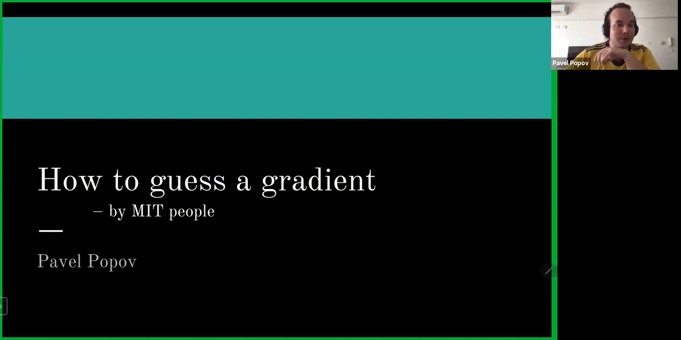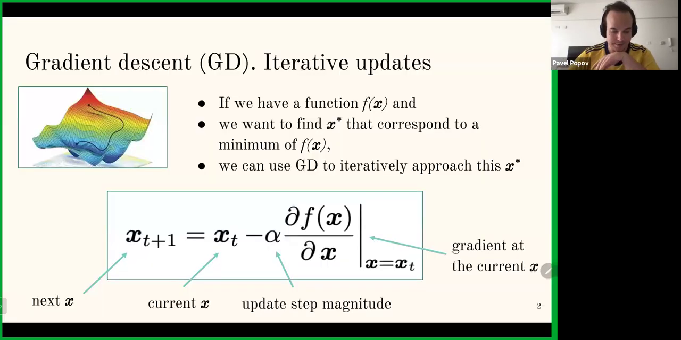So today I'm going to talk about a paper which offers a new way to compute a gradient. This is going to be related mostly to machine learning and gradient descent and how we train our models. So there's going to be a bit of math. And let us start with a recap of gradient descent.